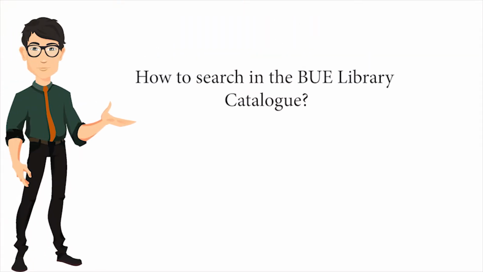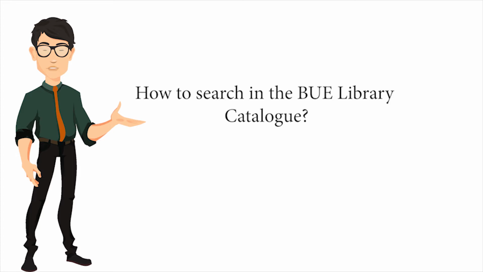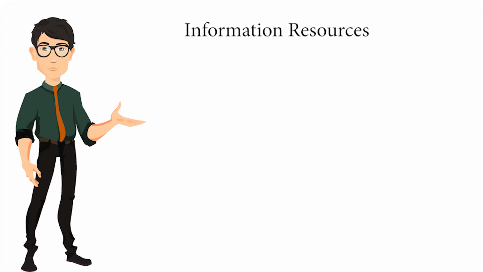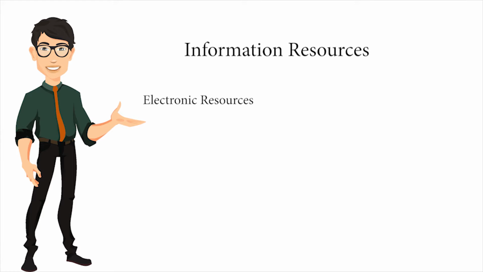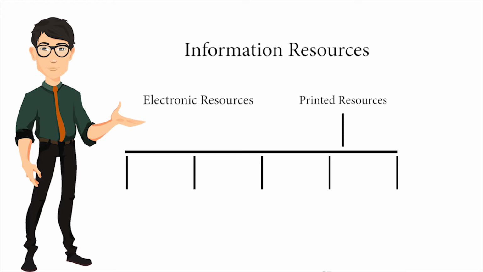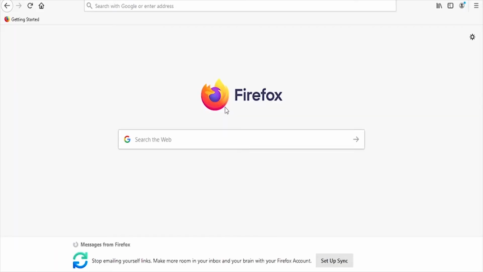How to search in the BUE Library Catalogue. The BUE Library owns different types of information resources, not only electronic resources but also printed resources. In this video, we will learn together how to search for the printed resources like books, references and dissertations, or CDs and DVDs which the library owns in both English and Arabic.